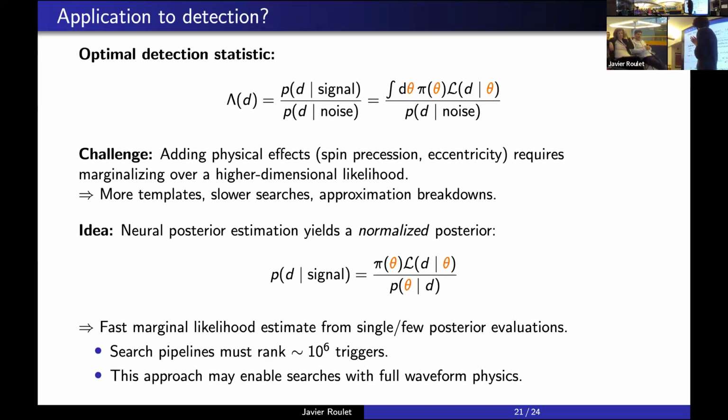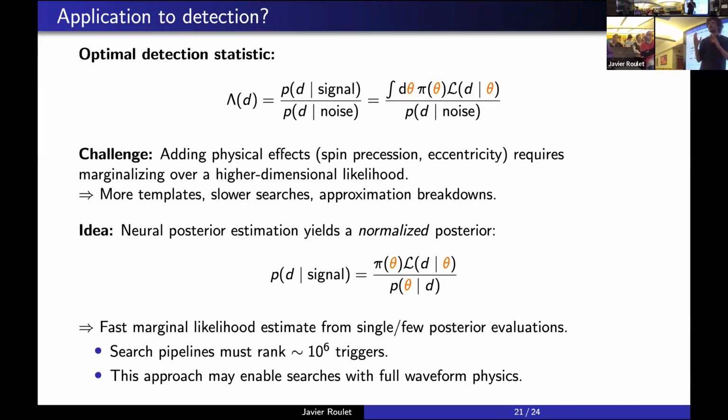Perfect. I mentioned a bit this possible application to detection. So this is an idea for the future, but I just wanted to suggest. So how do we search for these signals? We basically have a detection pipeline which takes data in and needs to rank it compared to other data and compute the false alarm probability of getting a particular instantiation of data. Or rather, the false alarm probability of getting a value of this detection statistic.